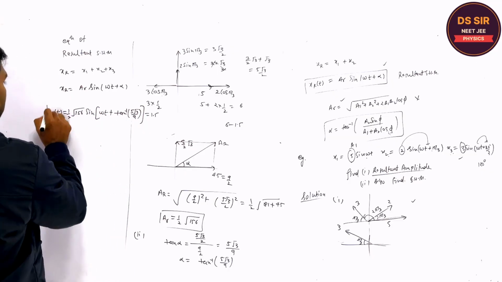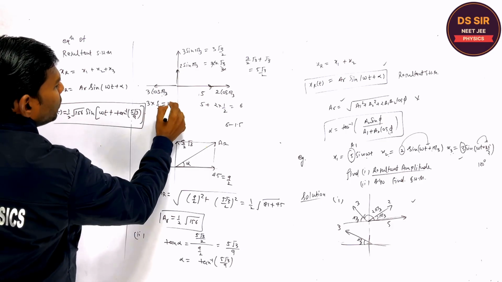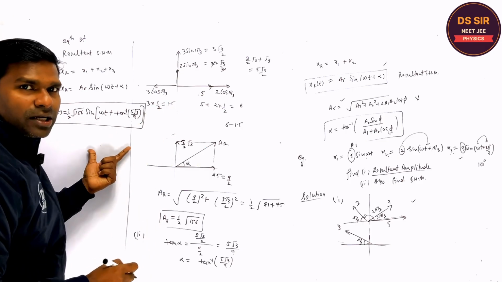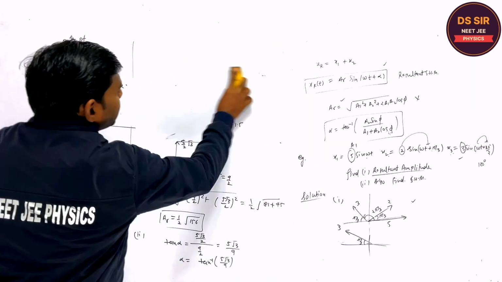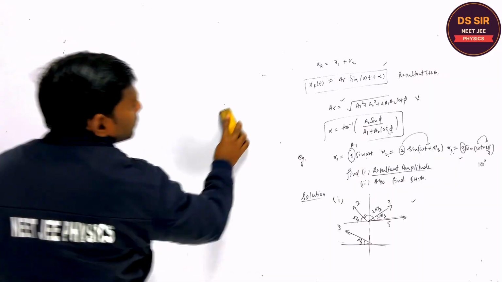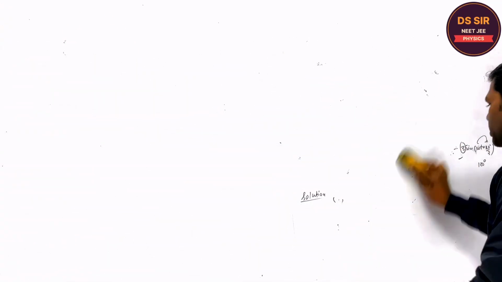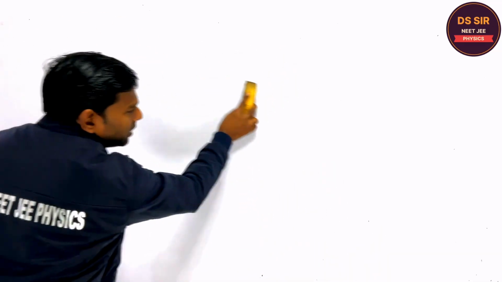One question of this type you will get definitely in your sheet. This is the solution. Copy this. This is the SHM in the straight line in the same direction. So if more than 2 SHMs are there, you can find the resultant with the help of the vector method, and it is easier than that.